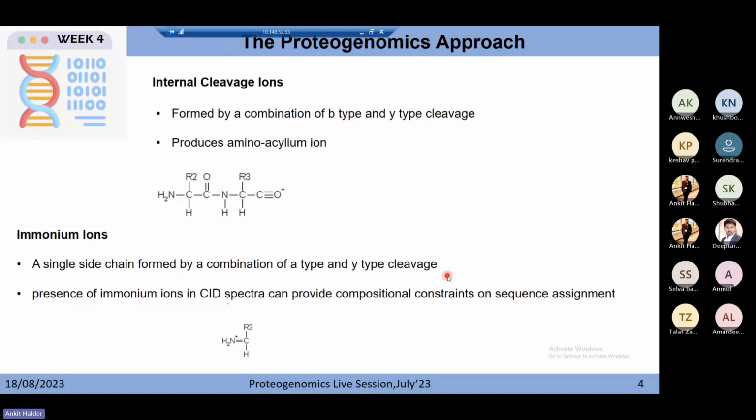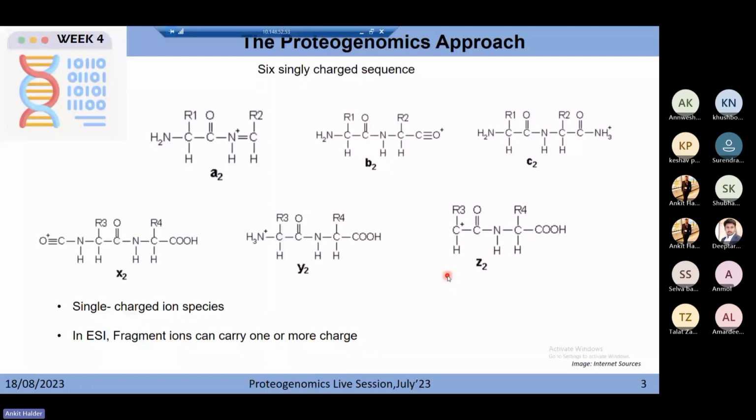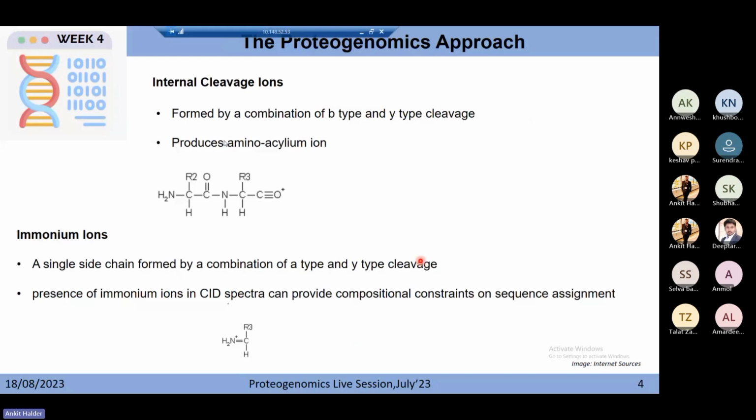So this happens when your fragmentation is proper and you are getting a proper A ion, B ion, C ion, different ions. But sometimes there is also the concept of internal cleavage ions, because not all your amino acids and side chains are favorable for proper fragmentation, and it also depends on various factors. So there are the internal cleavage ions.